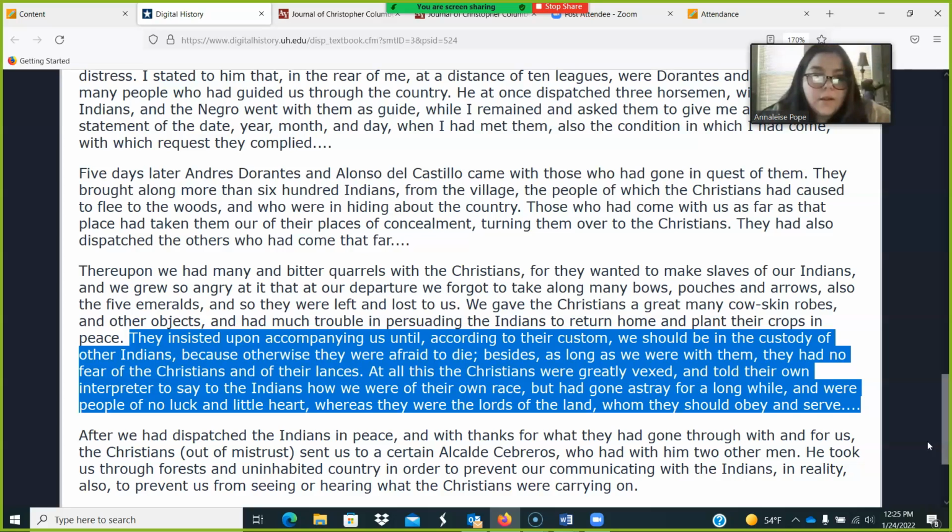They insisted upon accompanying us until, according to their custom, we should be in the custody of other Indians, because otherwise they were afraid to die. Besides, as long as we were with them, they had no fear of the Christians and of their lances. At all this, the Christians were greatly vexed, and told their own interpreter to say to the Indians that we were of their own race, but had gone astray for a long while, and we were people of no luck and little heart, whereas they were the lords of the land, whom they should obey and serve.